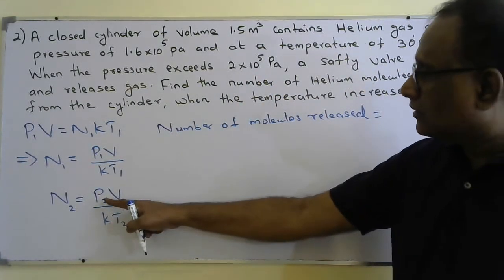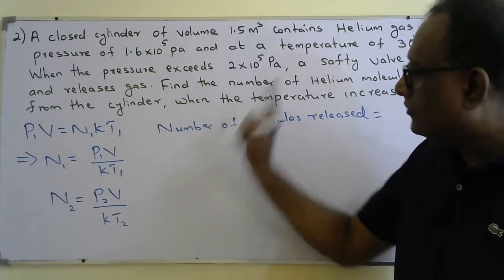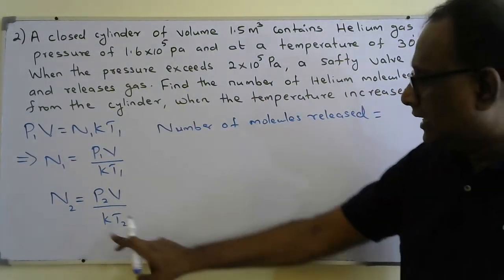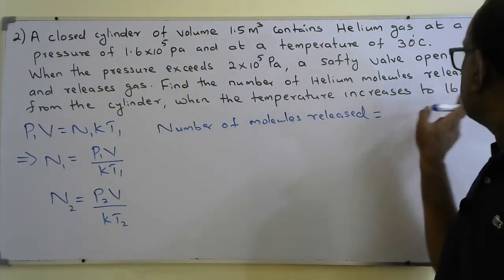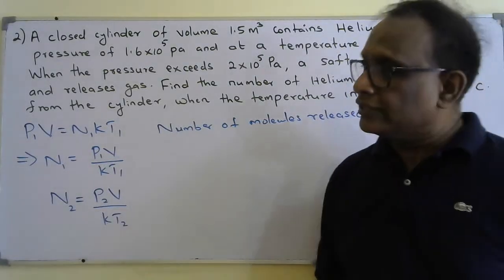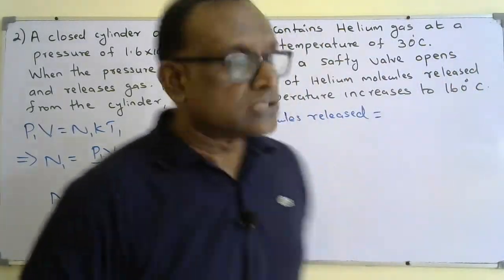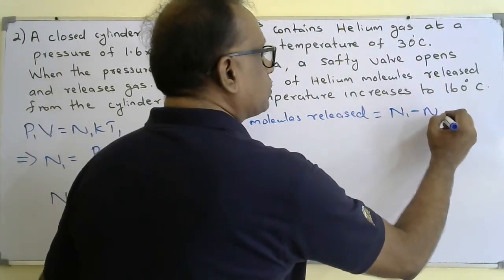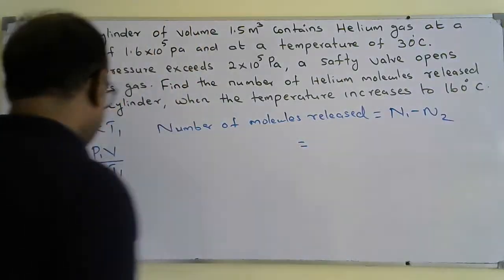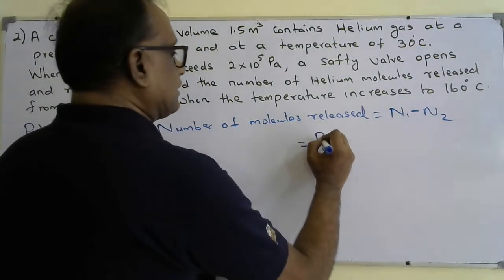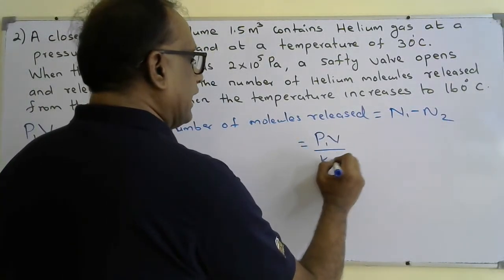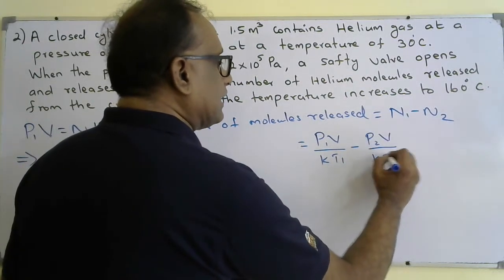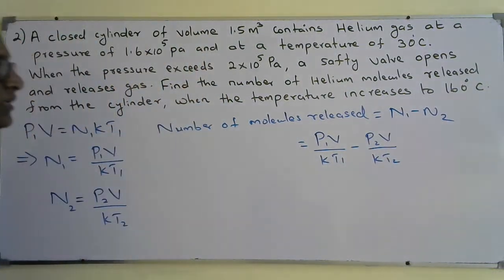So the pressure could be 2 into 10 to the power 5. Volume is the same, no change because the volume of the cylinder is fixed. The temperature has become 160. So N2 is the number of molecules going to remain in the cylinder. So the number of molecules released will be N1 minus N2, that is P1V over K T1 minus P2V over K T2. So substitute, you will get the answer.